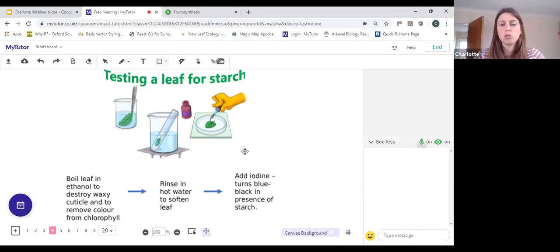Then you rinse it in hot water to soften the leaf down, add iodine, and in the presence of starch, that iodine turns blue-black. So it's a very simple test: ethanol, hot water, add the iodine. If it turns blue-black, there's lots of starch in there. But you do need to know the reasons behind each step. So for the ethanol, destroying the waxy cuticle and removing the colour from the chlorophyll. Then the hot water is for softening, and the iodine is that test for starch. And there's quite a nice diagram there to remember the 3 stages.